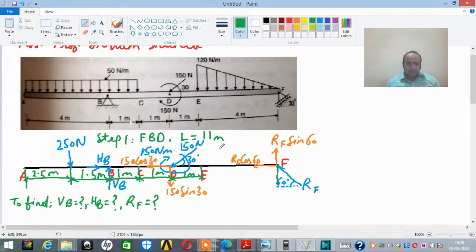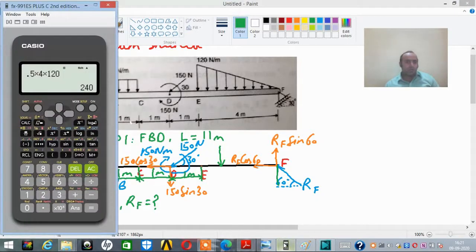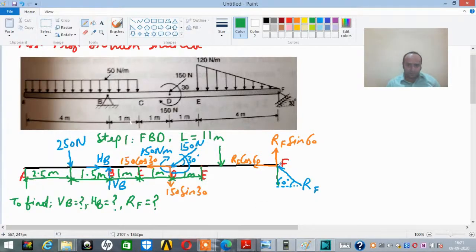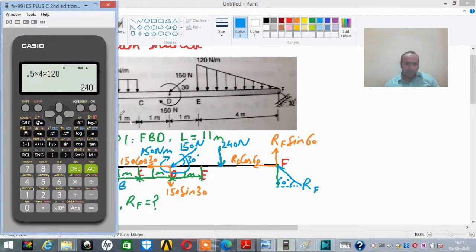It's a point load, and definitely it will be acting at a distance of L by 3 from point E. So I show it like this, 240 Newton. Better to show this as a point load of 240 Newton. Once I have shown it, the distance will be 4 divided by 3. Let me do the calculation. 4 divided by 3 is nothing but 1.3.